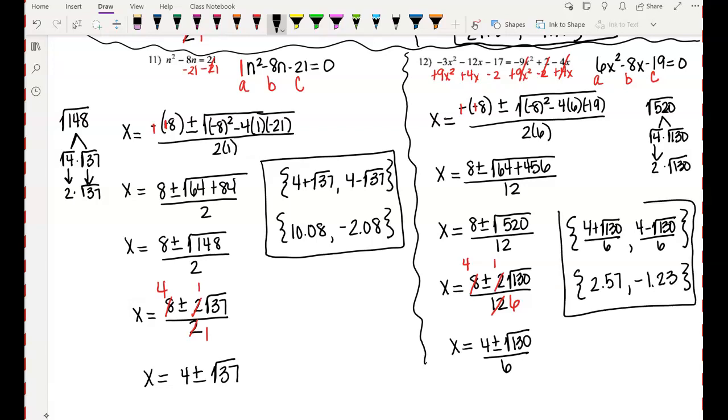So again, those solutions are still telling me where that function is crossing my x-axis, whether it's in simplified radical form or in rounded decimal form. It's still telling me the same thing.